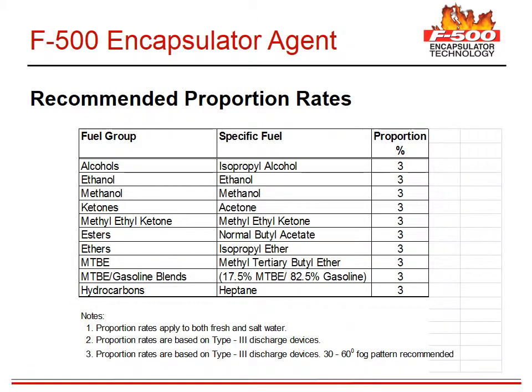Compared to traditional firefighting foams, the flow rates are much lower using F500 because of the quick cooling, encapsulating, and micelle formation providing complete extinguishment. The recommended proportion of F500 to water on Class B fires is 3%.